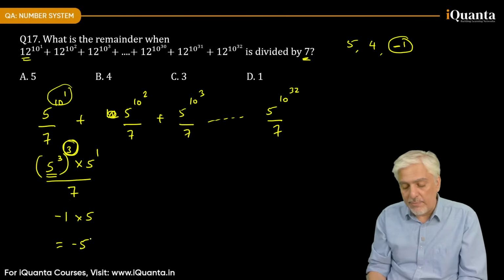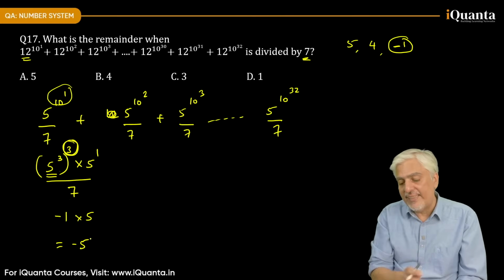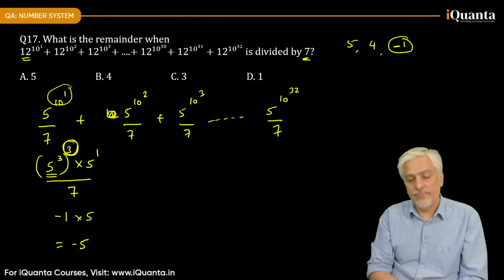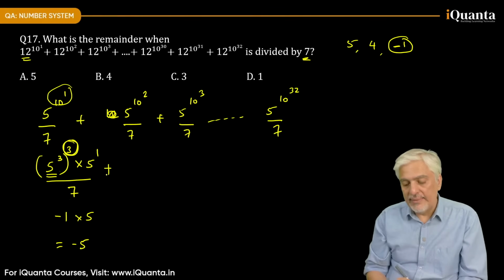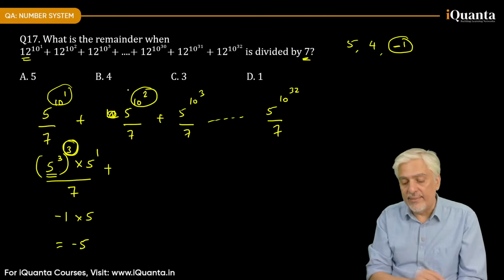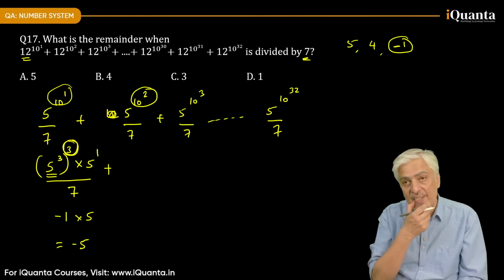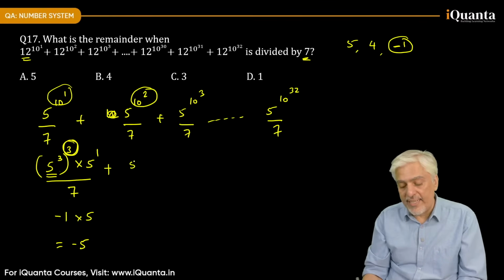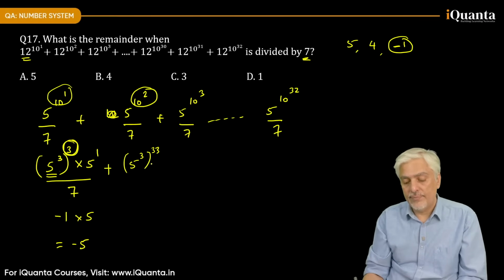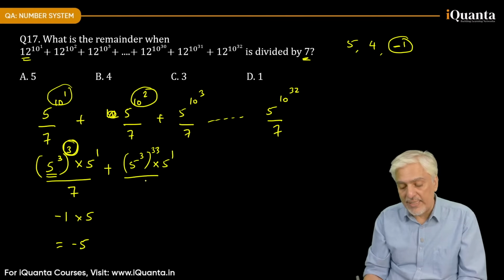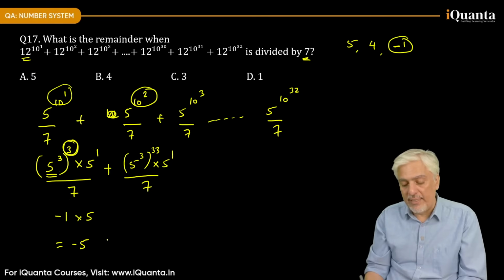The remainder of this part is -5. Now let's just see whether it comes in all of them. Second, this is 5 raised to 100. I can write it as 5 raised to 3 raised to 33 into 5 raised to 1 divided by 7. Same thing will happen again. So again the remainder will come -5.